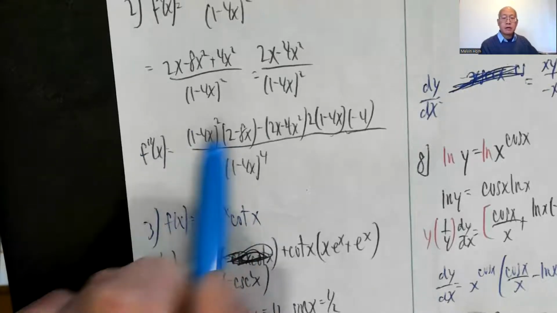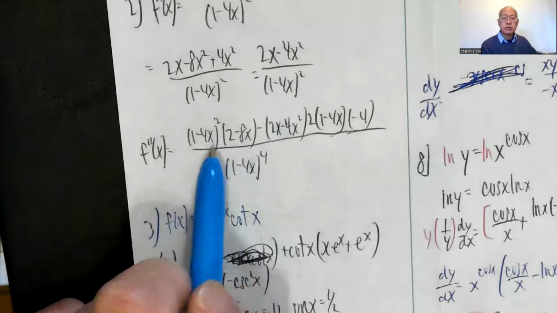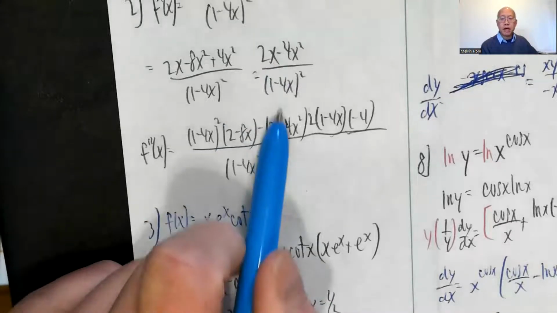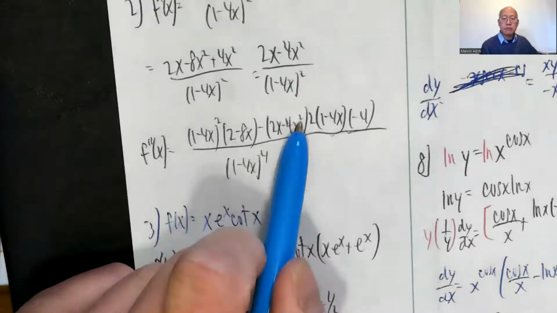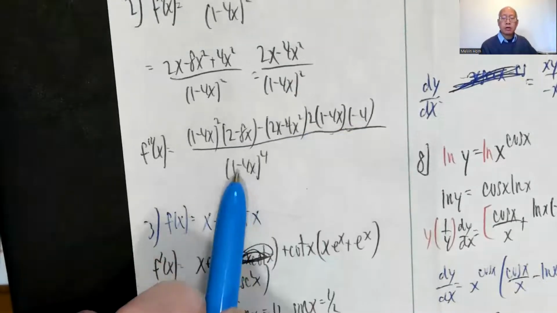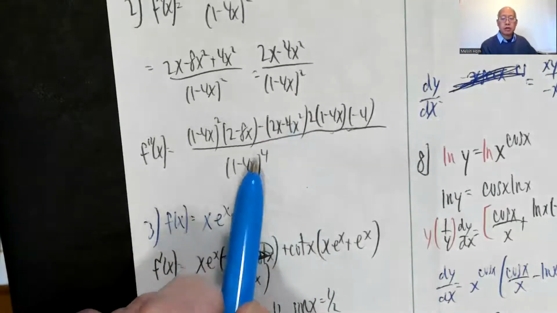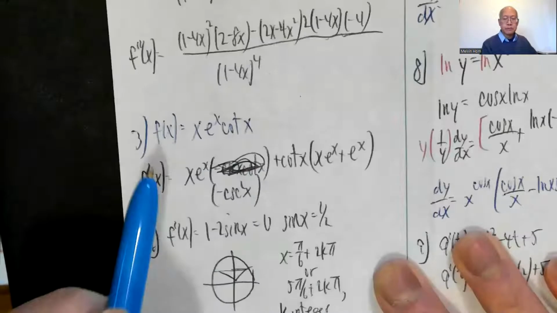So once again, bottom times the derivative of the top, 2 minus 8x, minus the numerator, 2x minus 4x squared, times the derivative of the denominator, chain rule, 2 times (1 minus 4x) times negative 4, all over ((1 minus 4x) squared) squared, (1 minus 4x) to the fourth. And you can just stop right there.